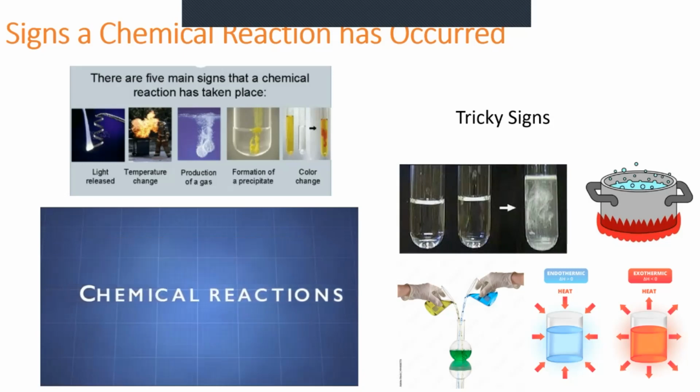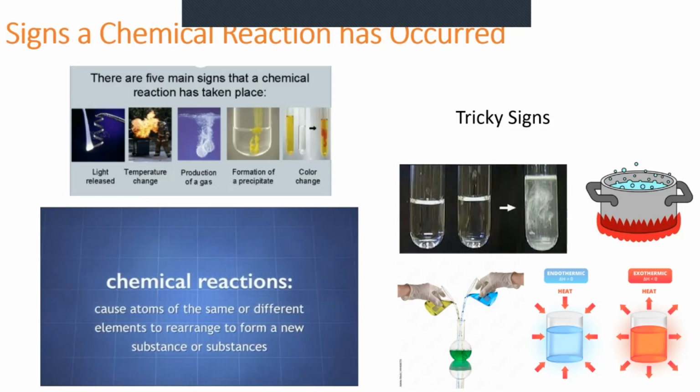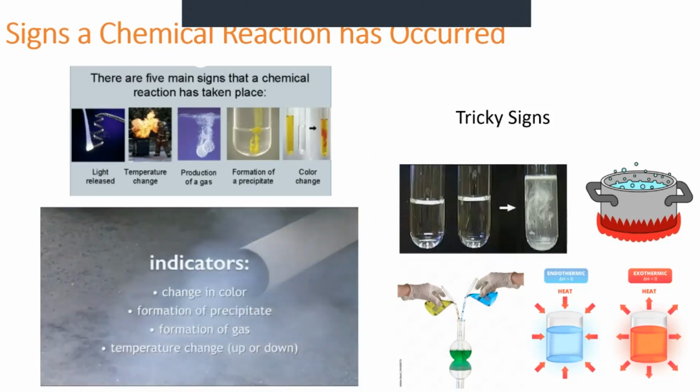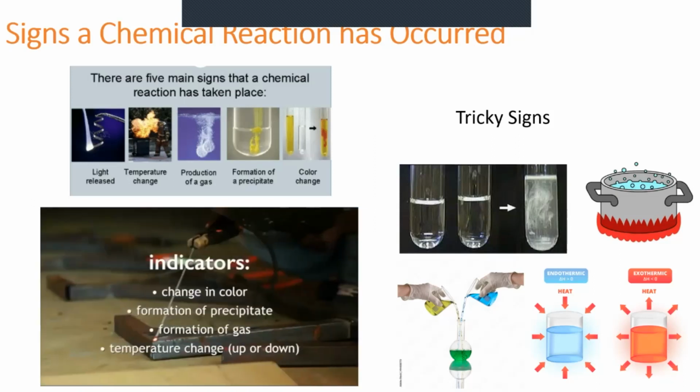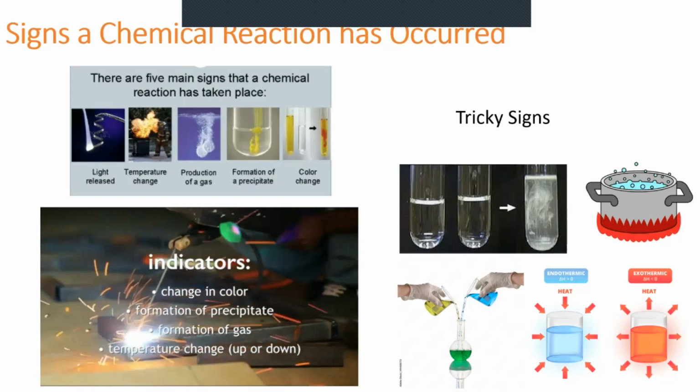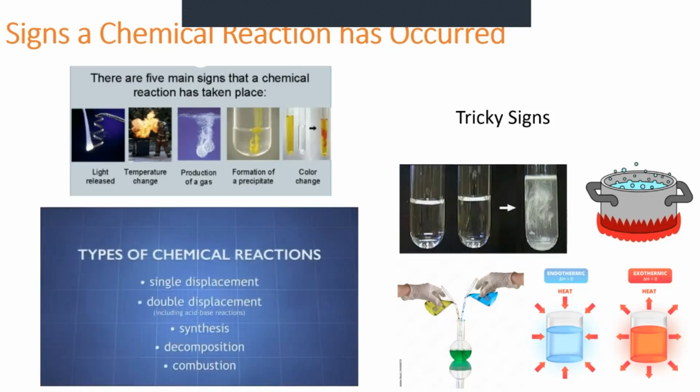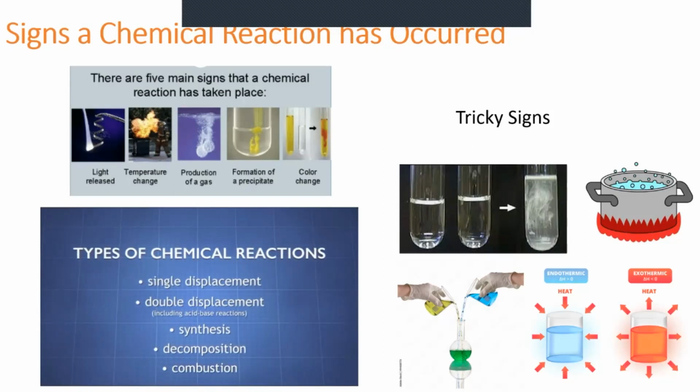Chemical reactions cause atoms of the same or different elements to rearrange to form a new substance or substances. The differences between reactants and products indicate that a chemical reaction has taken place. Some common indicators to look for include a color change, formation of precipitate or gases, and a change of temperature. What types of chemical reactions can cause these signs? There are 5 main types of chemical reactions. These reactions include single displacement, double displacement, which includes acid-base reactions, synthesis, decomposition, and combustion. What are the signs of these chemical reactions?